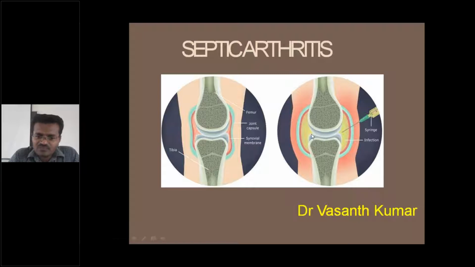So the joint is lined by the synovial membrane, joint capsule, and cartilage. The cartilage is also affected here. This is the joint capsule, this is the synovial membrane, and this is cartilage, and here we have synovial fluid. So osteomyelitis is infection of the bone, whereas septic arthritis is infection of the joint. Here cartilage and the synovium, everything is involved, but in osteomyelitis only bone is involved.